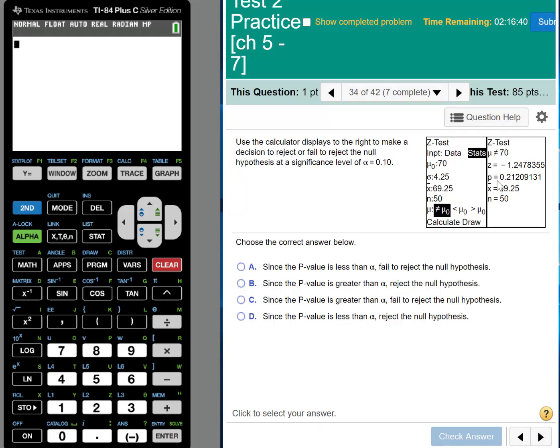Here the p-value is given on the output right here. You can see it, 0.2120. And alpha is 0.1. Well, the p-value is bigger than alpha, you fail to reject H0.